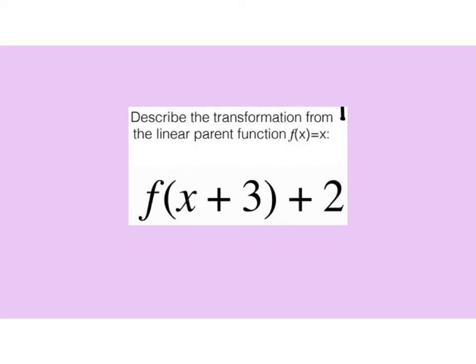All right, now in this case, we have a +3 inside the parentheses. It's inside, so it's horizontal, so we're talking left or right. When it's horizontal, it's opposite of what you think. It's a +3, so you would think you'd be going to the right 3 as on a number line, but instead we're going left 3 units. And the +2 is exactly what you think it is. It's vertical. So we're going to go up 2 units.